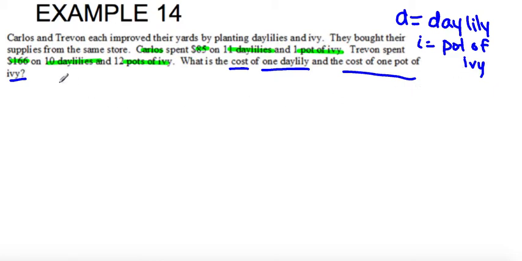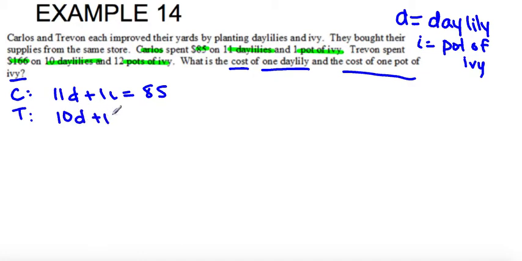And then you set up your equation. So we know Carlos has an equation and Trayvon has an equation. So the equation is 11D plus 1I equals 85. And then Trayvon, 10D plus 12I equals 166. So now we have to solve this system.